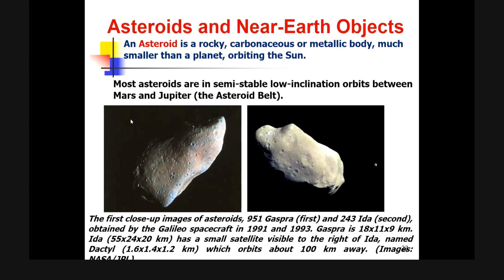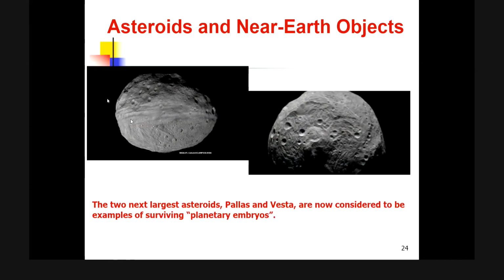Normally before that we associated differentiated asteroids with a core and a rocky portion, but this was the first time a completely metallic body was found to be an asteroid, right? Then we learned about several examples from the asteroid belt, for example Pallas and Vesta, two large asteroids considered examples of surviving planetary embryos. Ajay, what is the difference between planetary embryos and planetesimals?